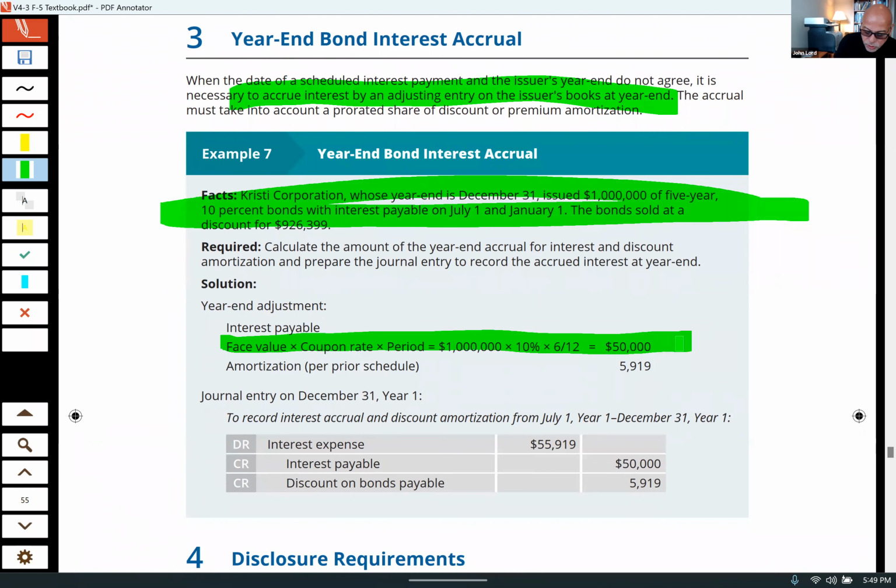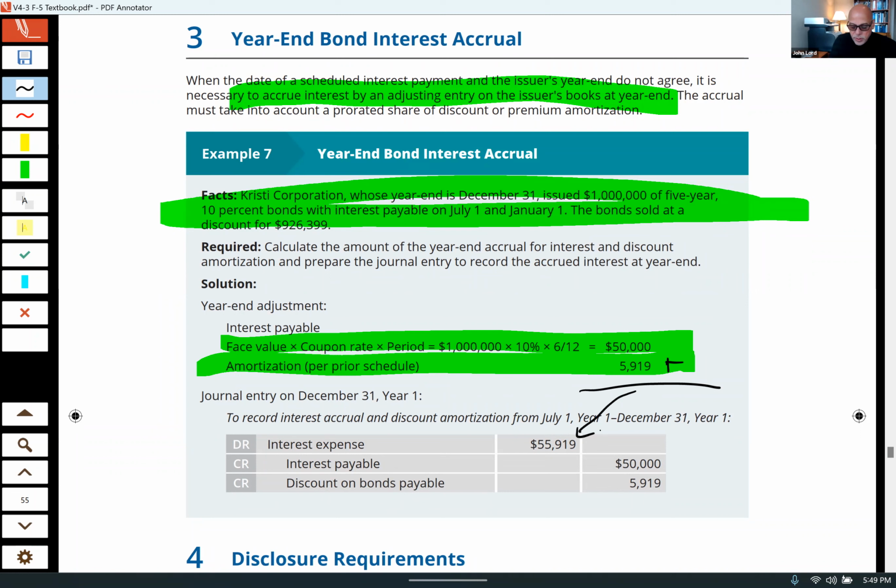Figure your face interest. You would have to, of course, amortize the premium. Excuse me, the discount in this case. You'd have to amortize that discount. Your discount amortization increases your interest expense to this 55,919. You set up the interest payable because you are going to have to pay them cash, presumably here that next day. And then you'd have credit to the discount, just like you would if you were amortizing the discount if you were making the interest payment on December 31st.